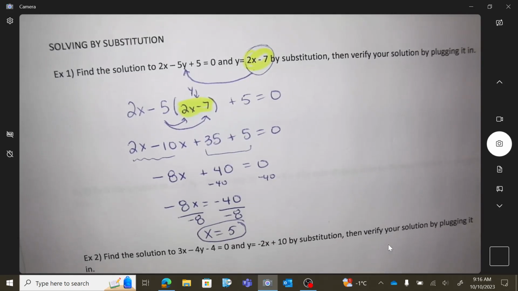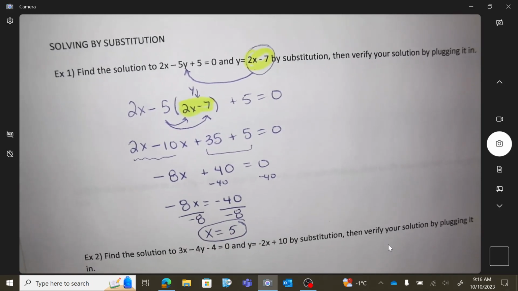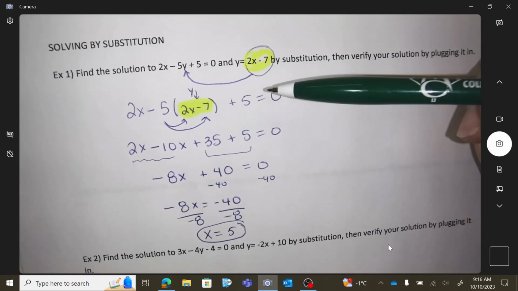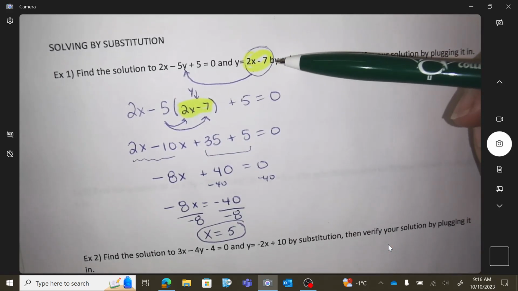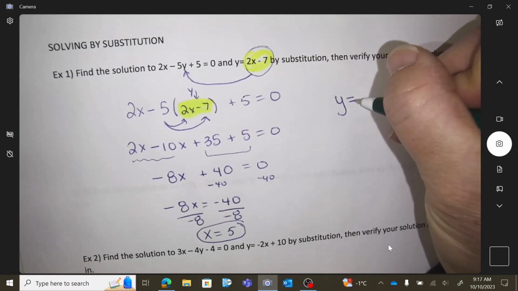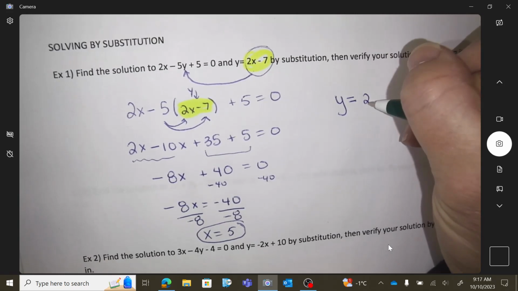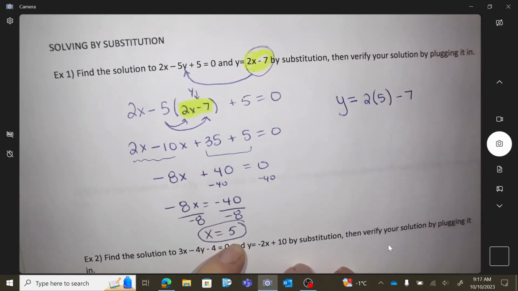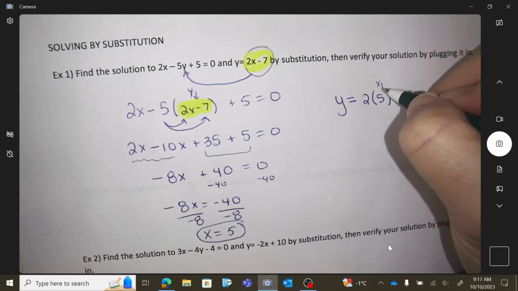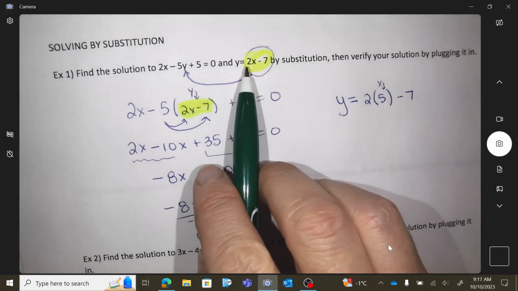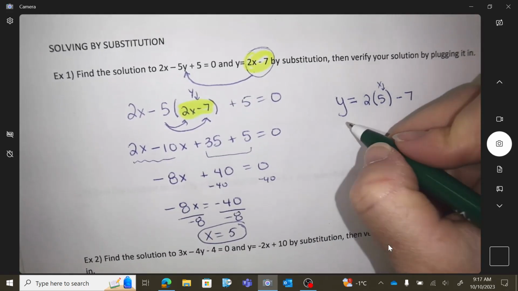Okay, so that's x, but I still need a number for y, so where am I going to go figure out that y? I'm going to go back to this highlighted part. Y equals, so y equals 2 times x. Well, guess what? Now I know x. So 2 times x is now 2 times 5. So now I know what x is. So I'm going to do that. 2 times an x of 5.